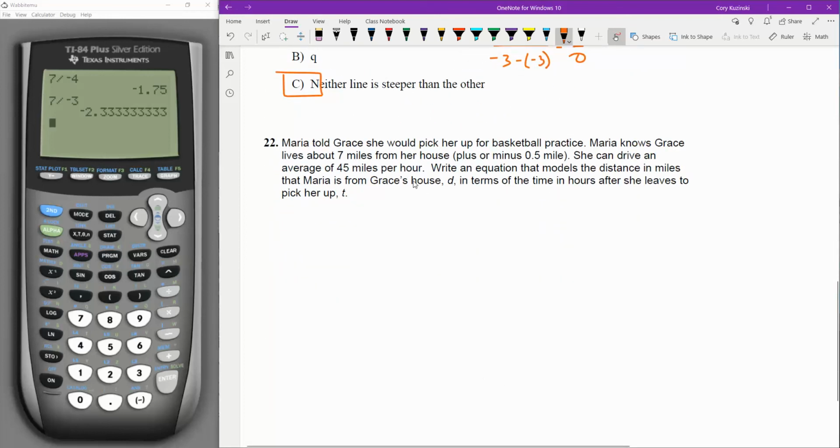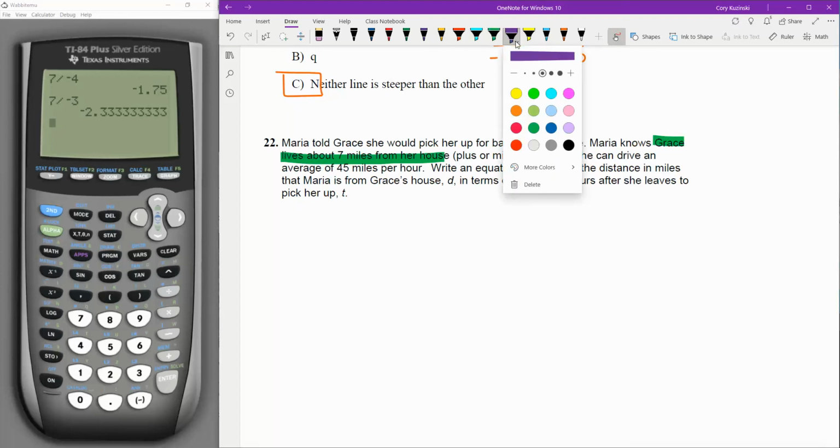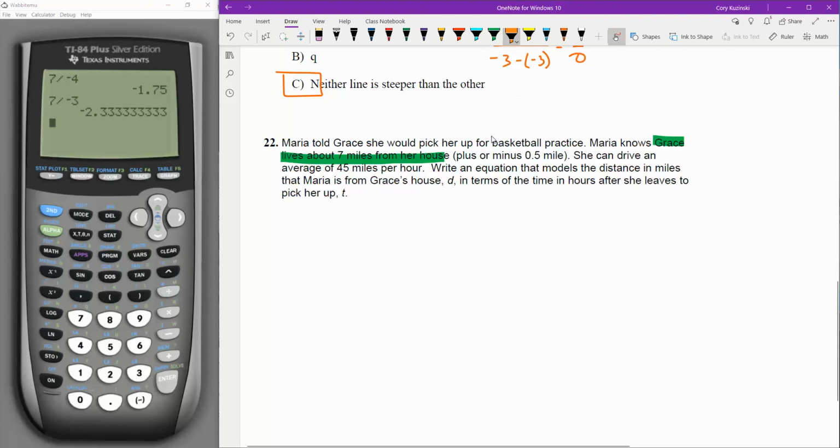All right, last one. Maria told Grace she would pick her up from basketball practice. Maria knows Grace lives about 7 miles from her house. Plus or minus, I've been using orange for my plus or minus, 0.5 miles. She can drive an average of 45 miles an hour.